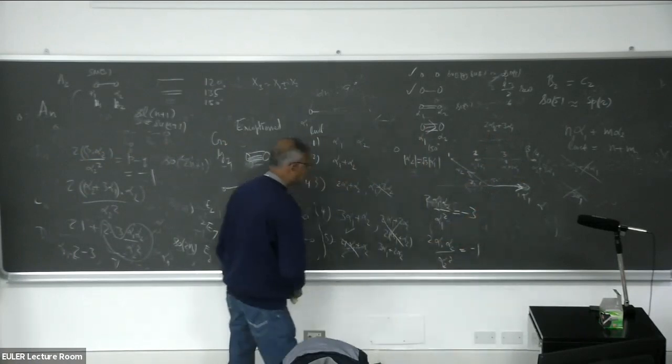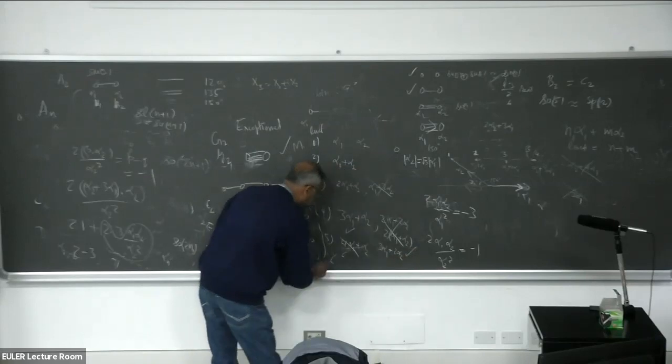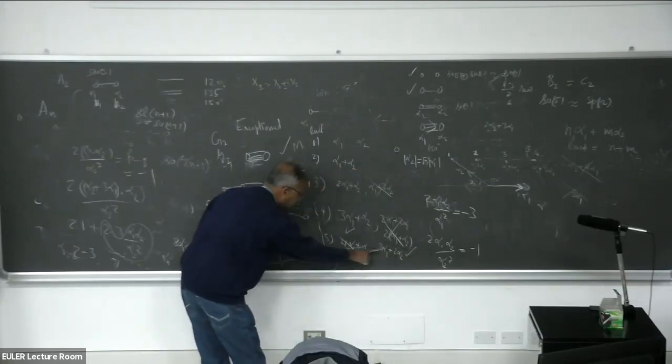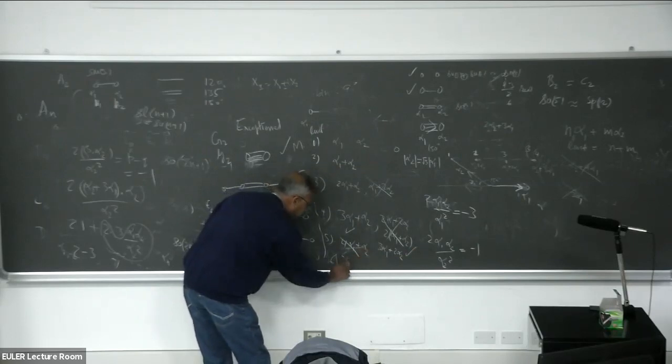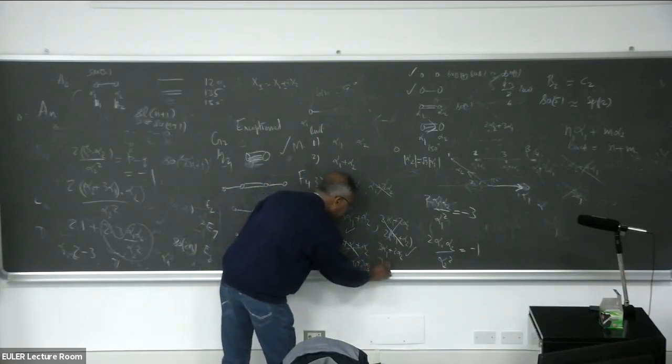That's the 5th level. Now, if you go to the 6th level, so this exists. At the 6th level, I can either add alpha 1 here or alpha 2. If I add alpha 1, I will get here 4 alpha 1 plus 2 alpha 2. And if I add alpha 2 here, I get 3 alpha 1 plus 3 alpha 2.